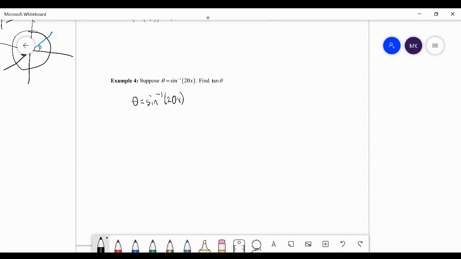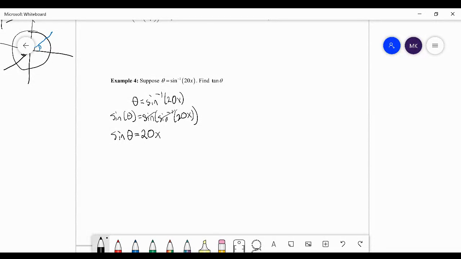Take the sine of both sides. So we get sine of theta equals sine of inverse sine of 20x. And what happens? Well, our sine and our inverse sine cancel each other out. And what we end up with is that the sine of theta is equal to 20x.